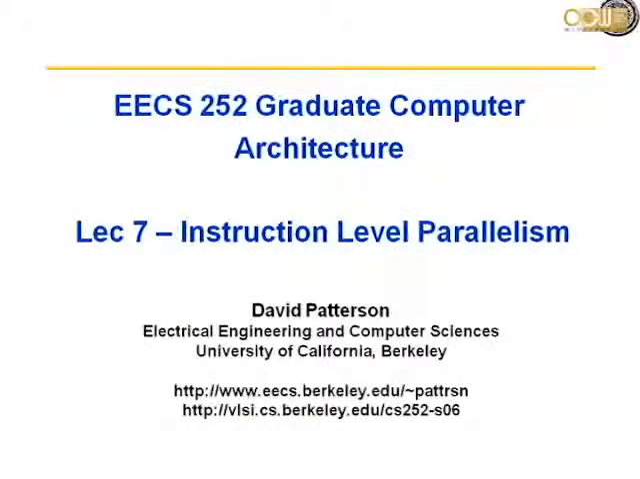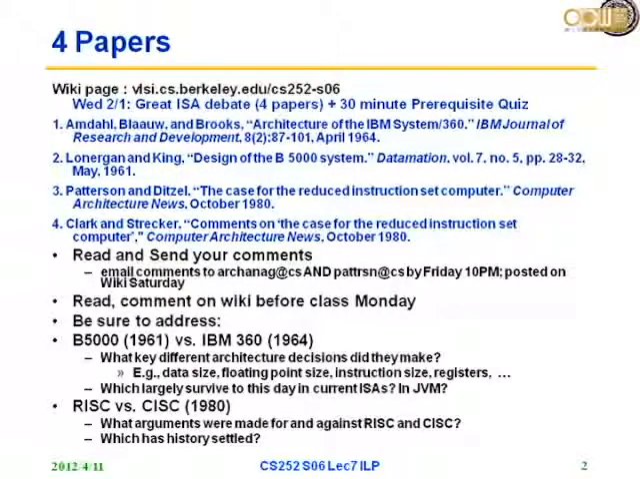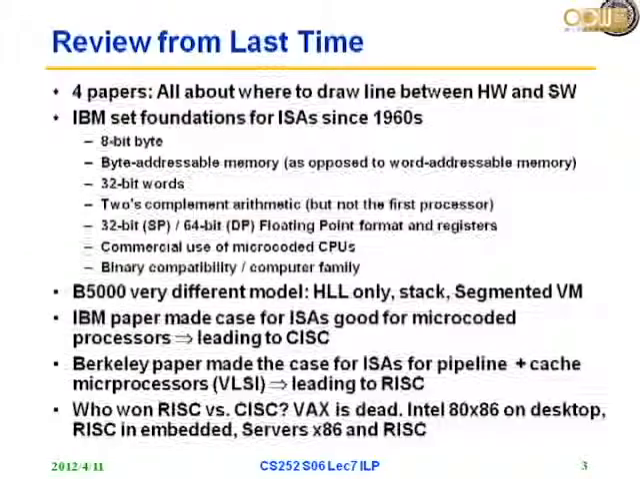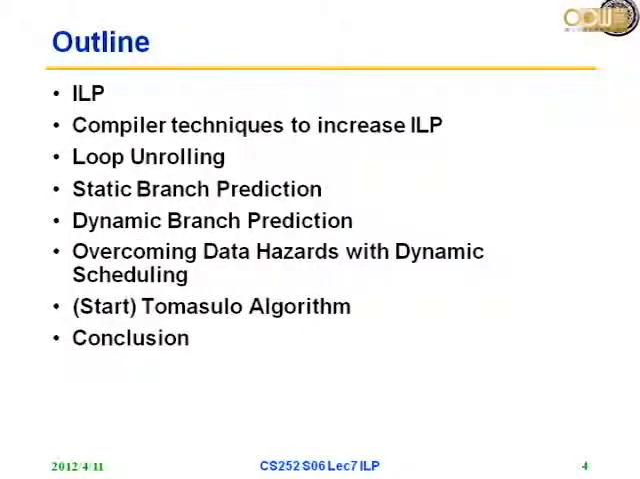Okay, today we'll start to talk about Lecture 7. These are the papers that the UC Berkeley instructor asked his students to read. If you're interested, you can read this paper and raise questions to me. Now, the outline of Lecture 7: instruction level parallelism, compiler techniques to increase ILP, loop unrolling, and so on.